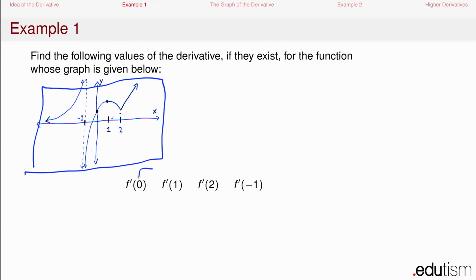This 0 here tells us that the x-coordinate of the point we're talking about is 0. When x is 0, we're dealing with this point here. At that point, we want to draw a tangent line and find its slope. The tangent line looks approximately like this. If we want to find its slope, we want to measure the rise and the run of that line. The rise is about twice as big as the run, so this derivative is approximately 2.